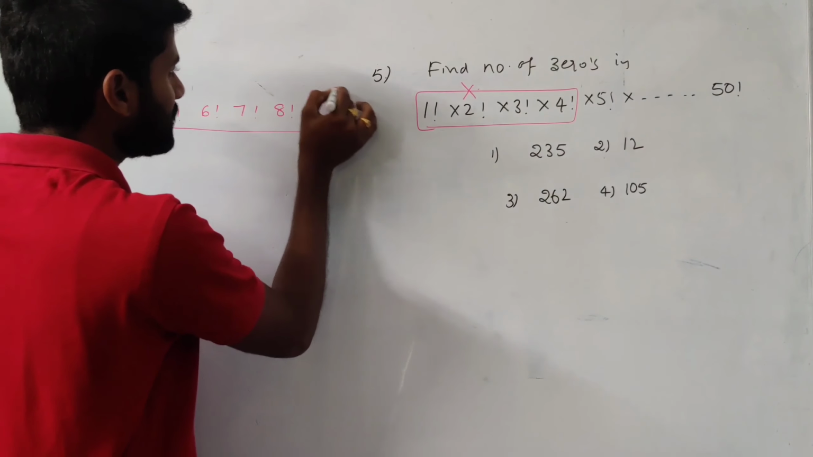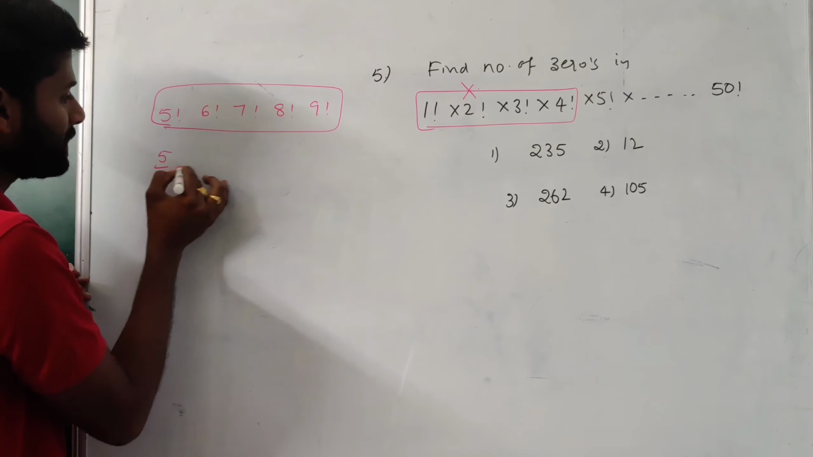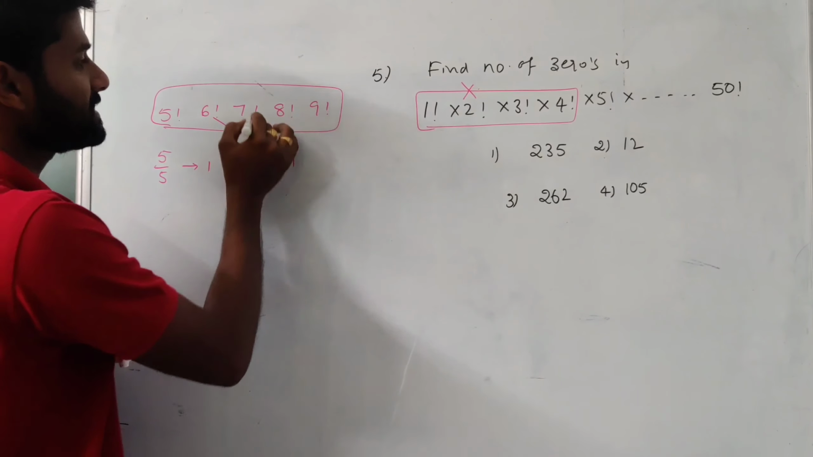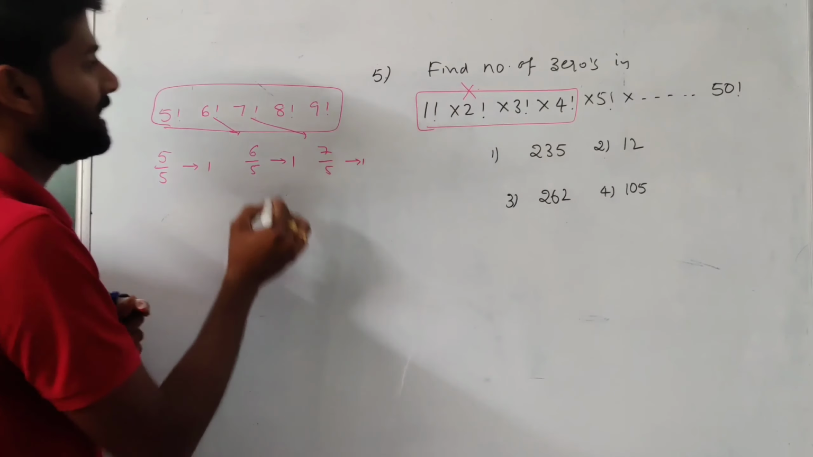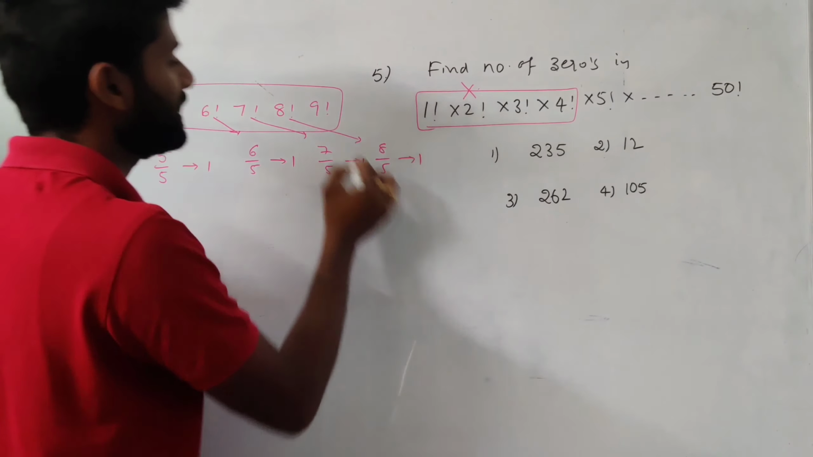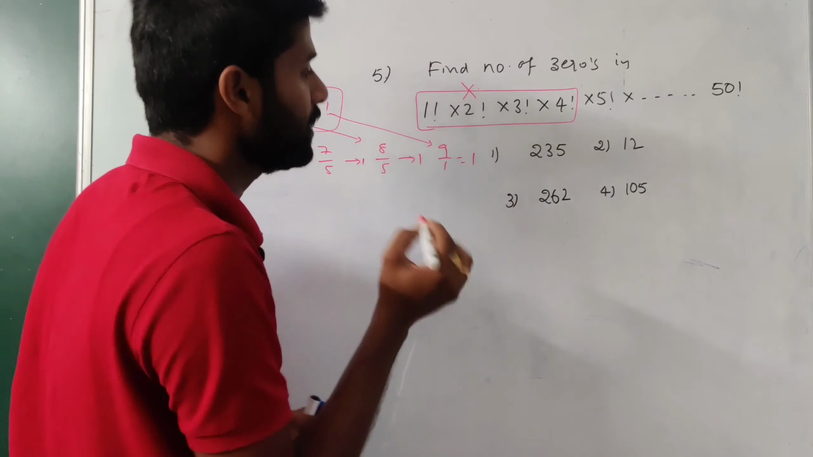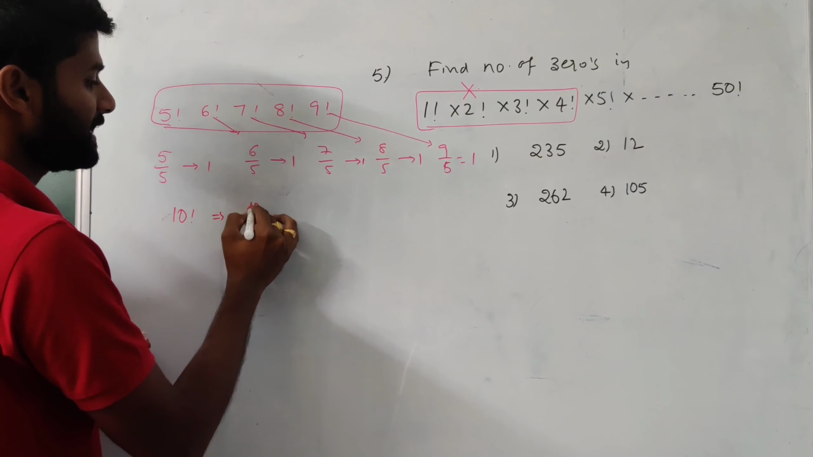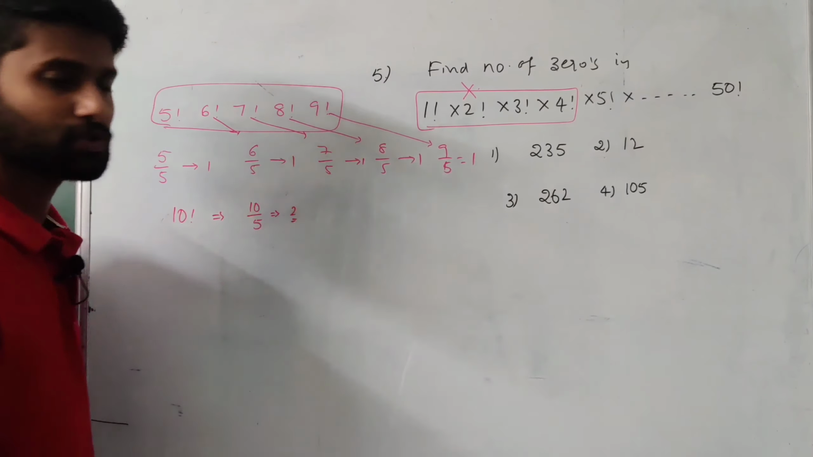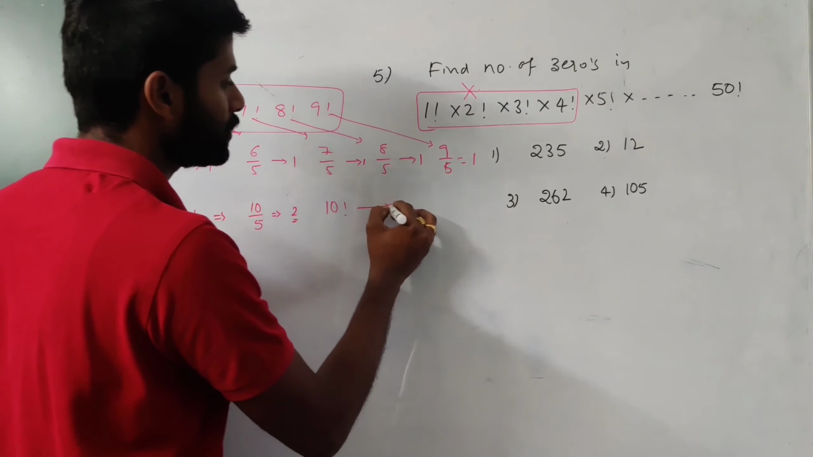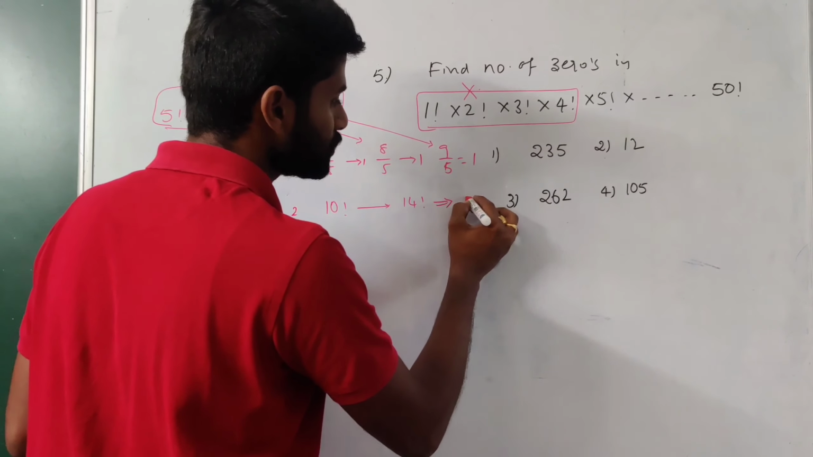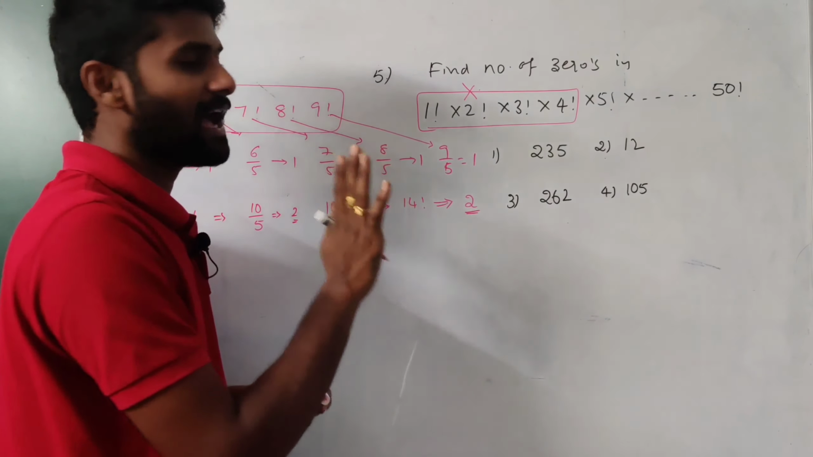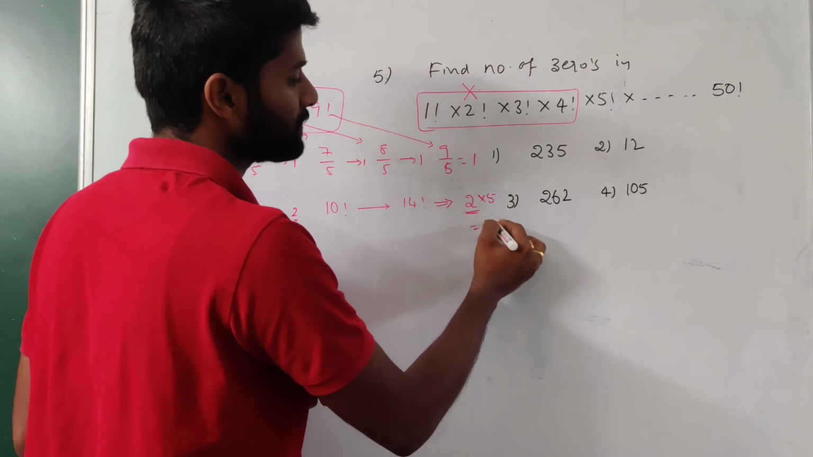If you observe all these factorials, for example 5 divisible by 5, the number of zeros is 1. 6 divisible by 5, the number of zeros is 1. 7 divisible by 5, the number of zeros is 1. And 8 divisible by 5, the number of zeros is 1. 9 divisible by 5, the number of zeros is 1 only. If it is 10 factorial, 10 divisible by 5, we get the number of zeros as 2. Means from 10 factorial to 14 factorial, each factorial consists of 2 zeros. Here from 10 to 14 we have 5 numbers. 5 into 2, the total number of zeros is 10.